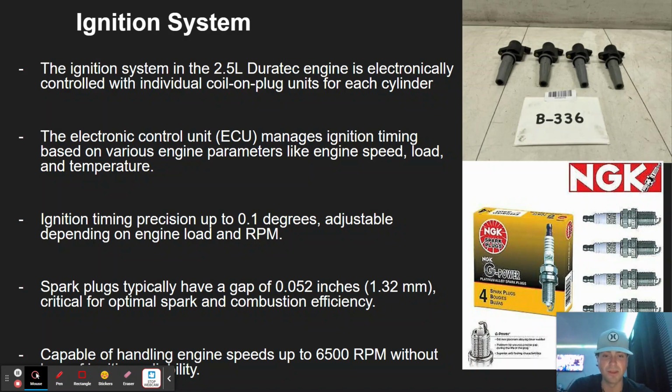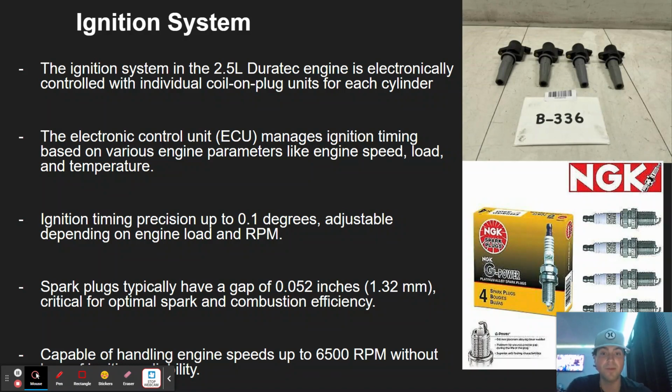Additionally, the spark plugs used in the engine have a specific gap of 0.052 inches or 1.32 millimeters. This gap is critical for creating an optimal spark that ignites the fuel-air mixture effectively and maximizes combustion efficiency. This gap helps in ensuring the spark has enough energy to ignite the mixture efficiently. The system's robustness allows it to handle engine speeds of up to 6,500 RPMs without loss of ignition reliability. This high RPM capability is particularly important for maintaining performance during demanding driving conditions.